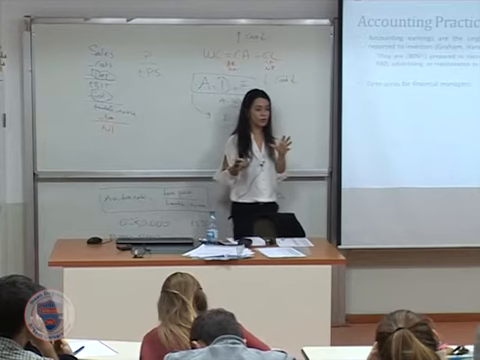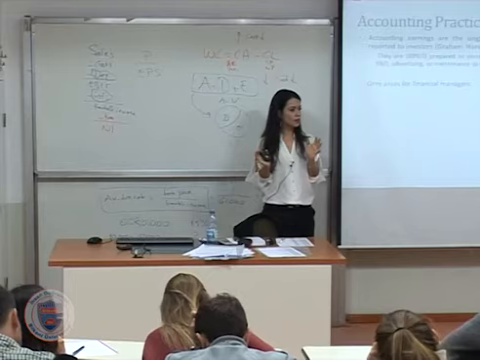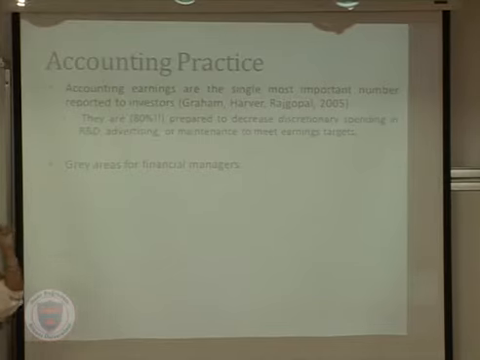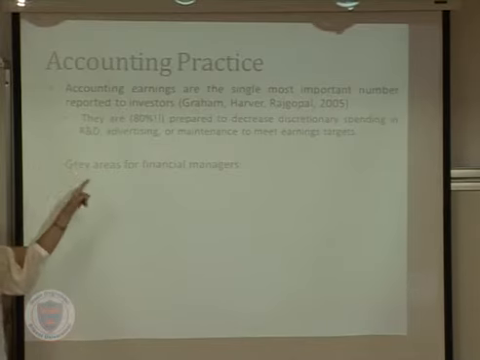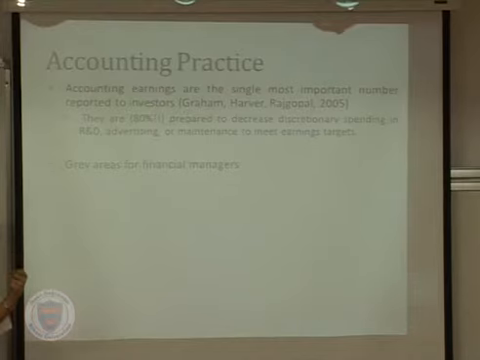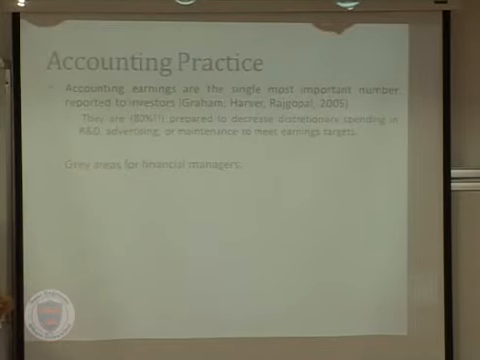Investors look at that very closely. So what do CEOs do? They do their best to meet their earnings forecast. It says accounting earnings are the single most important number reported to investors. They really take this very seriously. 80% of the CEOs are prepared to decrease discretionary spending. Discretionary means they can control that spending, like R&D, advertising, maintenance, to meet the earnings targets.